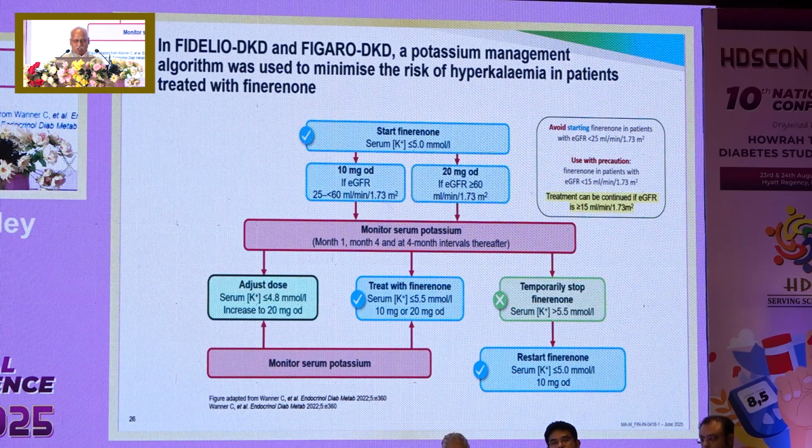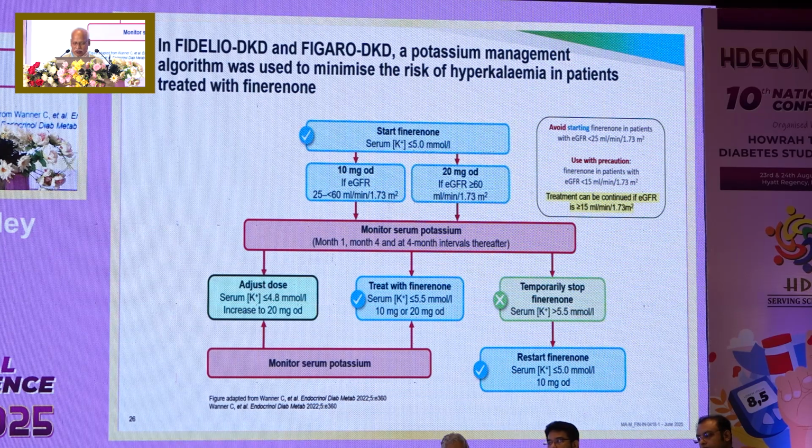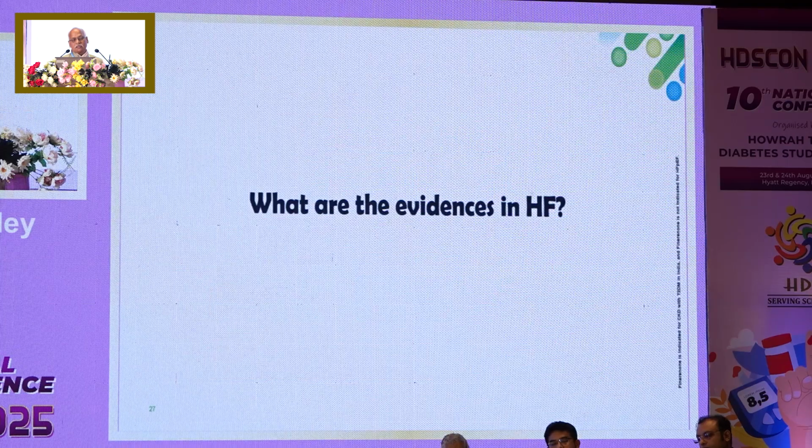You probably have to start at a lower dose, and the increase should not be before 4 weeks. So usually the first potassium check we do at 4 weeks, unless you have started in a gray zone, and then keep on checking every 4 weeks.